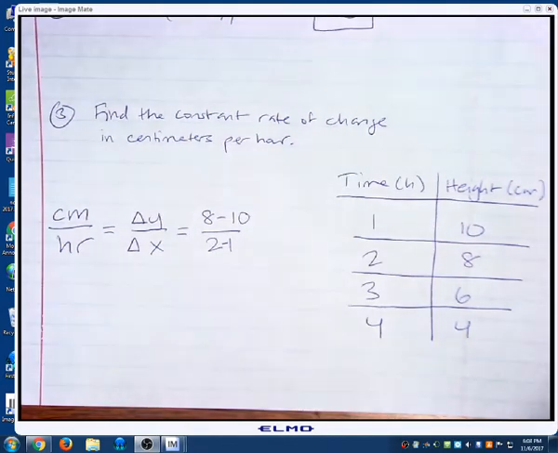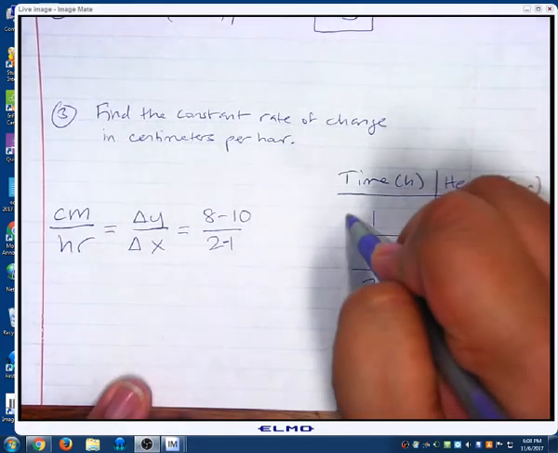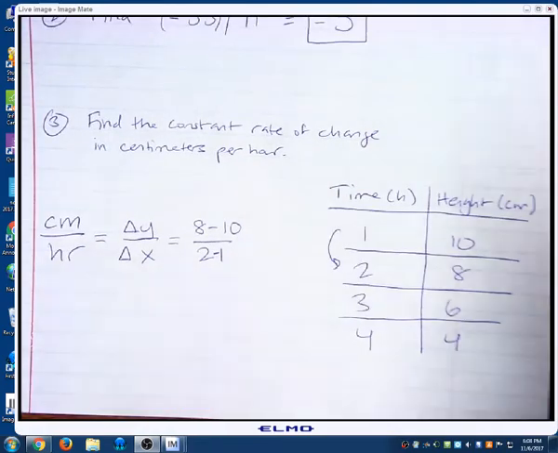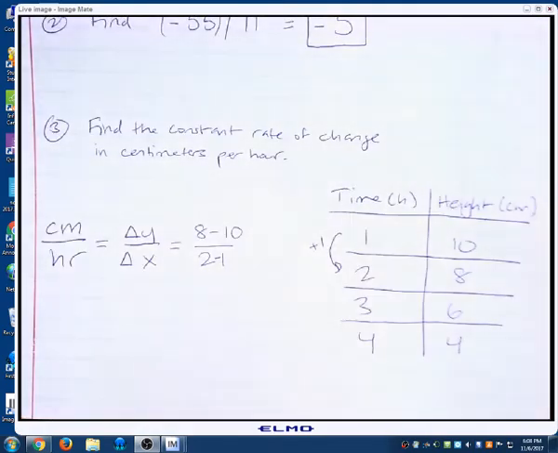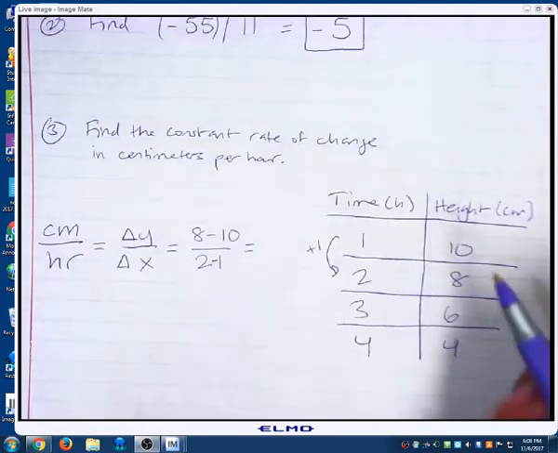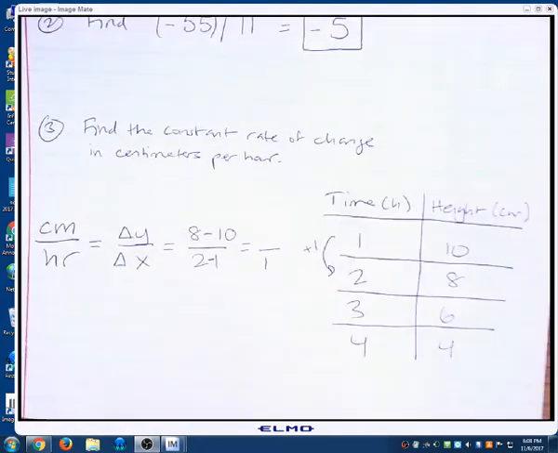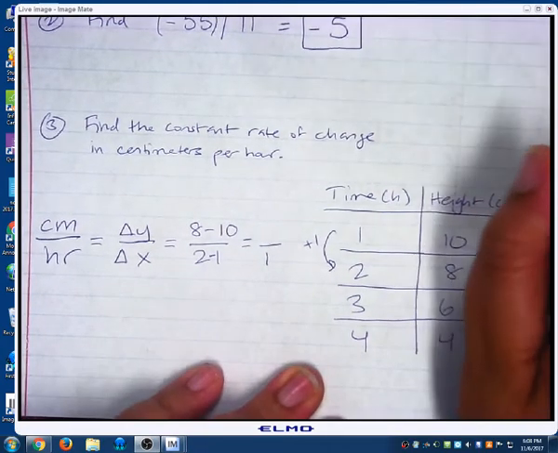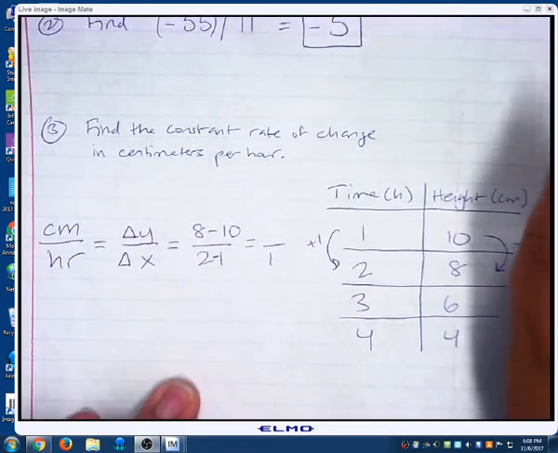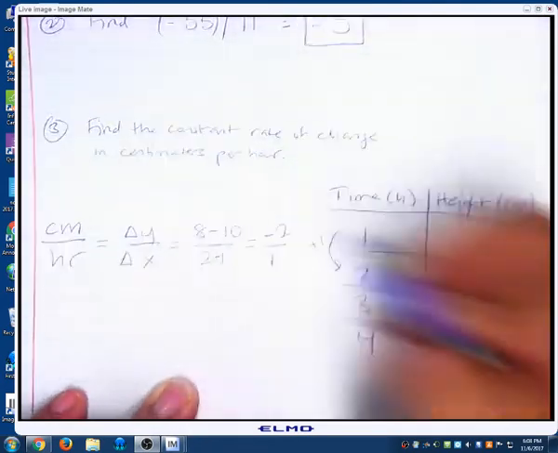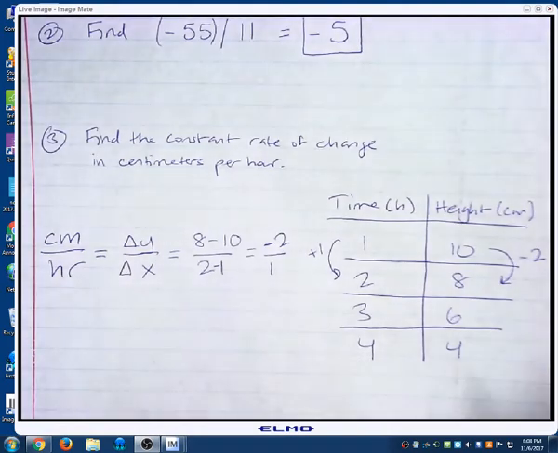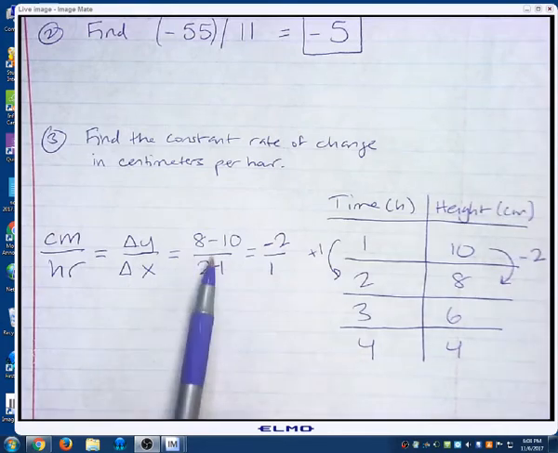All right. So again, what I'm doing is I'm looking at how much did it increase. From 1 to 2, I increased by 1. So that's why on the bottom, I'm subtracting 2 minus 1, and I'm getting 1. But on the top, to get from 10 to 8, I'm actually subtracting 2. So on the top, I get negative 2. Again, my change in y is always going to be my second y minus my first y. So that's why I put 8 minus 10 right here.